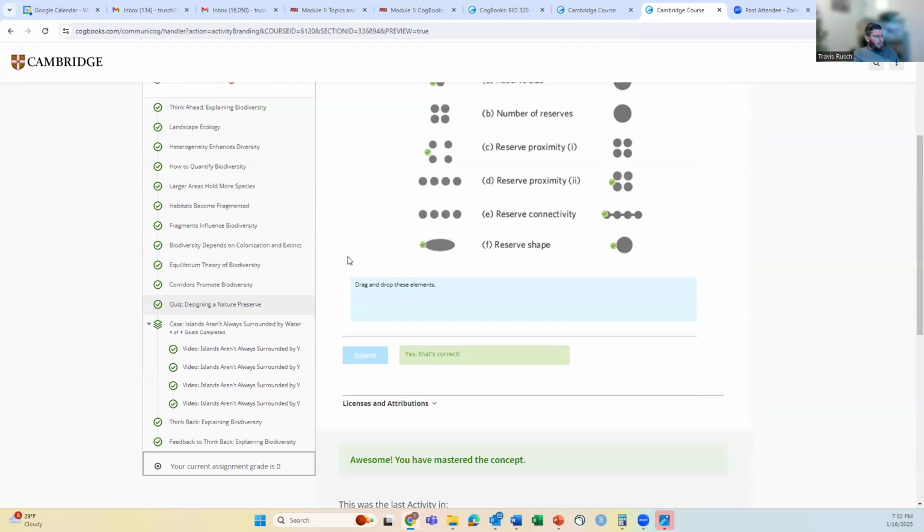And that pretty much covers all the materials, because the rest of this is just some videos to watch about, we talked about this already, islands aren't always surrounded by water. They talk about different types of habitats. They're good videos to watch, so I recommend doing that.